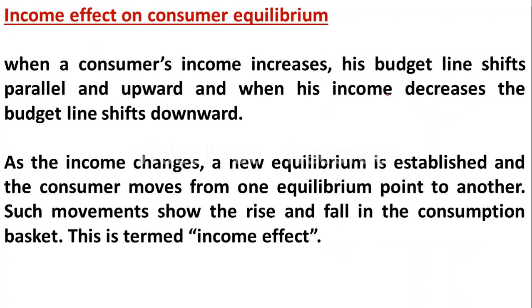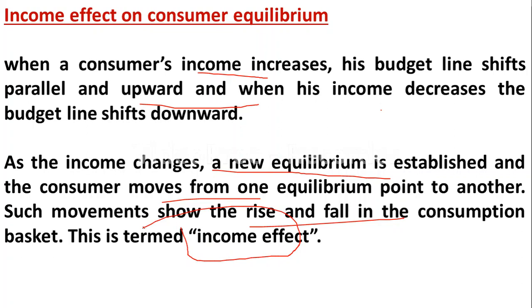So next let us see income effect on consumer's equilibrium. So whenever consumer's income increases, his budget line will shift parallel and upward. When his income decreases, budget line will shift downwards. Yes, we have studied in the previous slide. So as the income changes, a new equilibrium is established and the consumer moves from one equilibrium point to another equilibrium point. Such movements show the rise or fall in the consumption basket. This is known as the income effect on consumer's equilibrium.